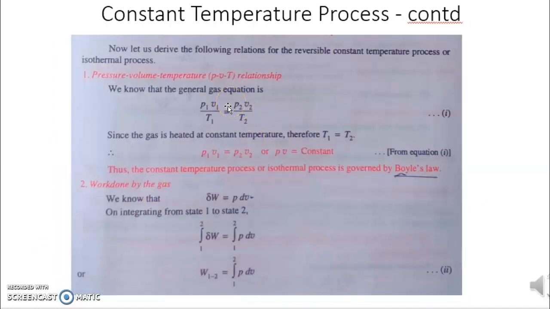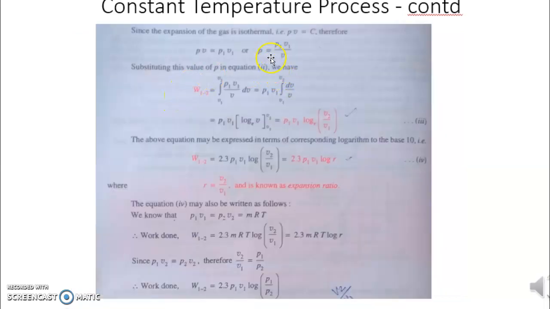First, the PV relation: take T1 equal to T2, so P1V1 equals P2V2, or PV equals constant. It is covered by Boyle's law. Now the work done by the gas. Integrate this term between 1 and 2. We are going to derive the equation for W1-2.